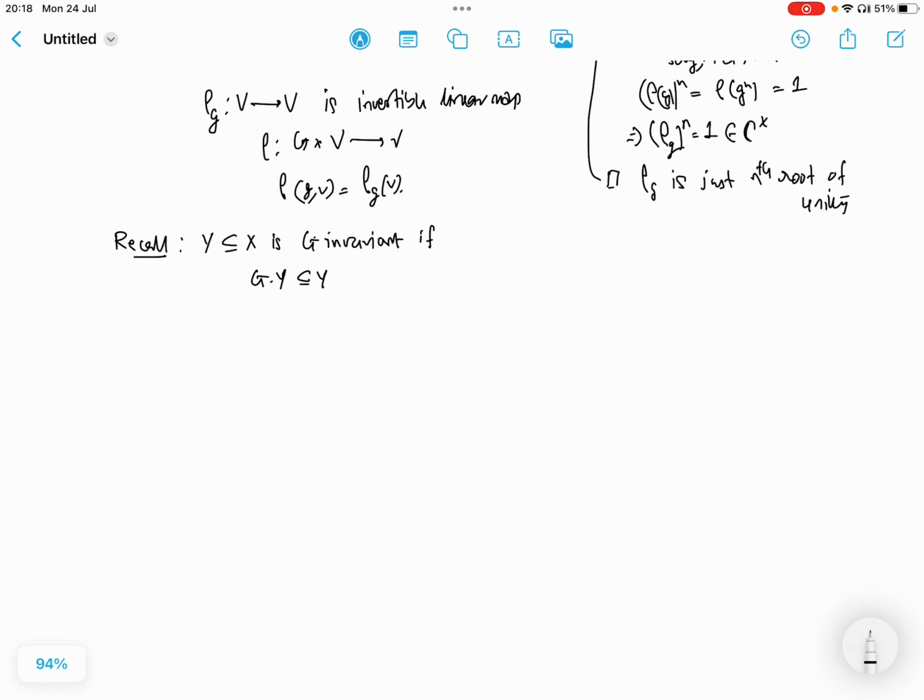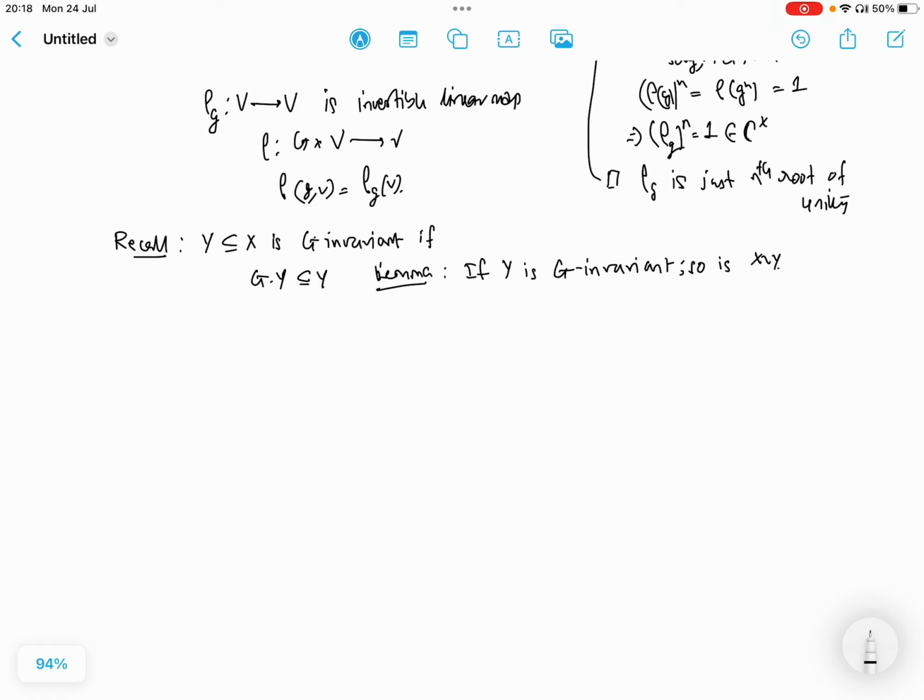And from that we also showed this lemma: if Y is G invariant, so is X minus Y complement. So here, what do we mean by G invariant? Because here the set X also has a vector space structure. It is not just an ordinary set. So you need to take care of that as well.